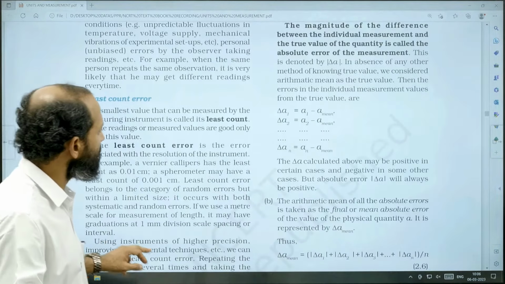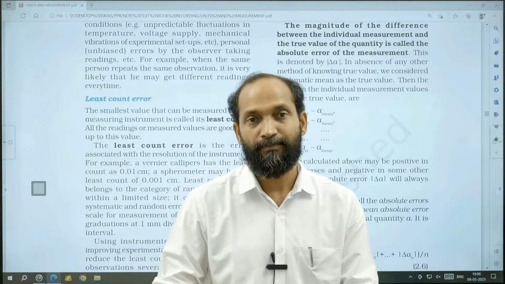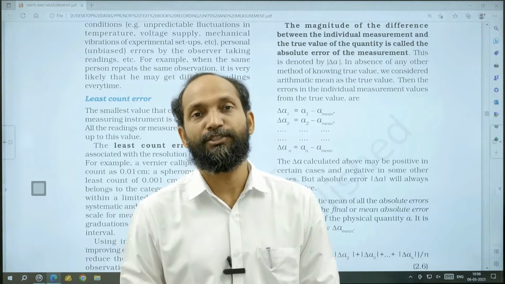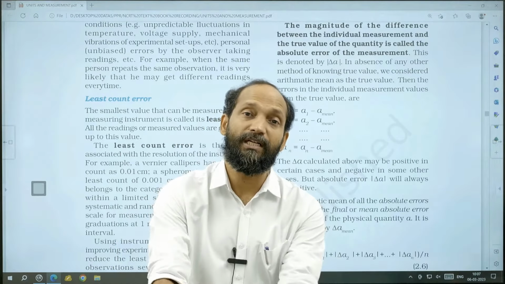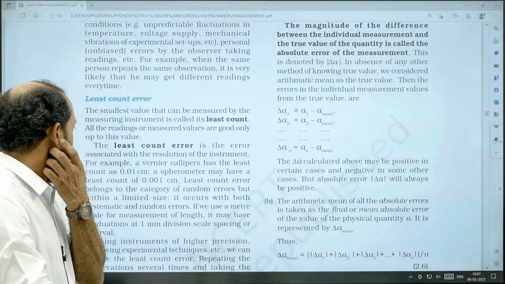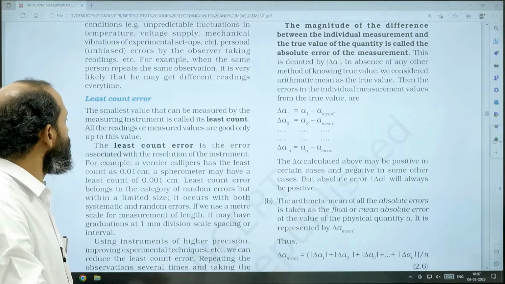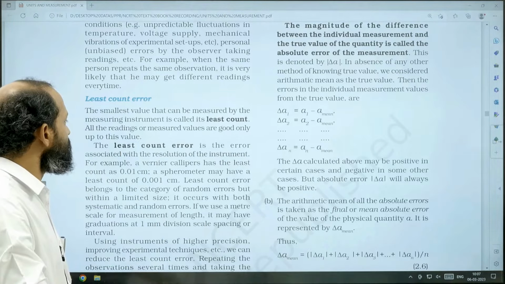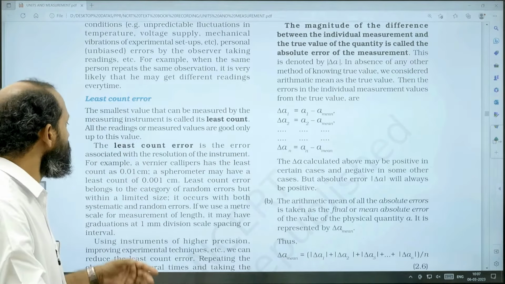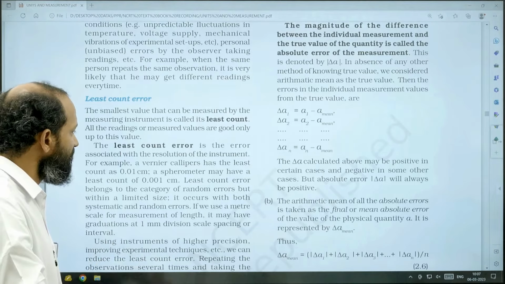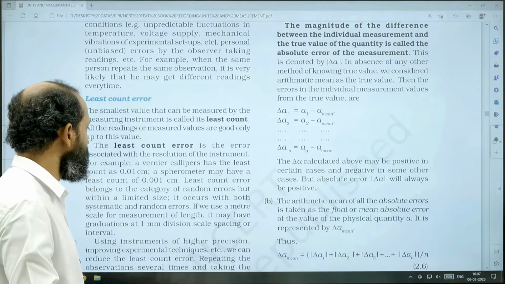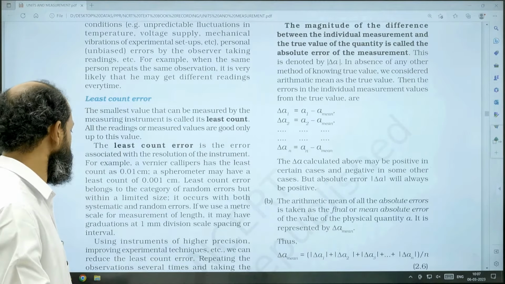Now least count error is a different one. Least count error occurs because of different instruments. Different instruments have different least counts, hence different least count errors. For example, screw gauge has lesser least count error because its least count is less. That depends on the resolution of that instrument. Vernier calipers, meter scale, screw gauge all have different least counts, hence different least count errors. Screw gauge has lesser least count error than meter scale.